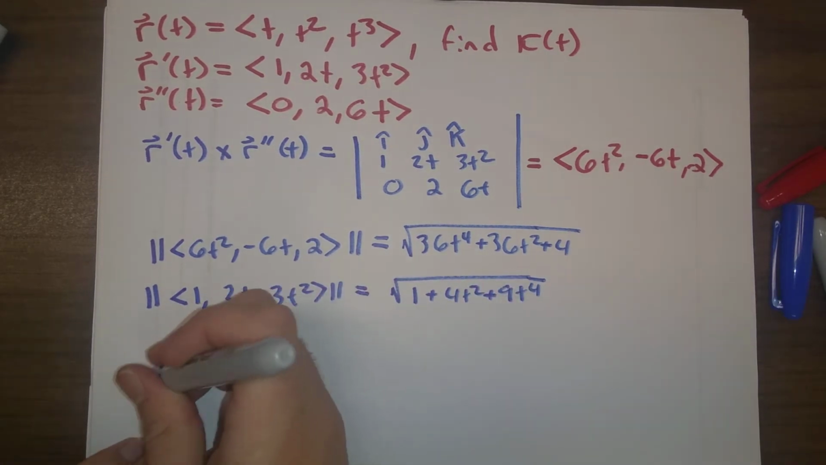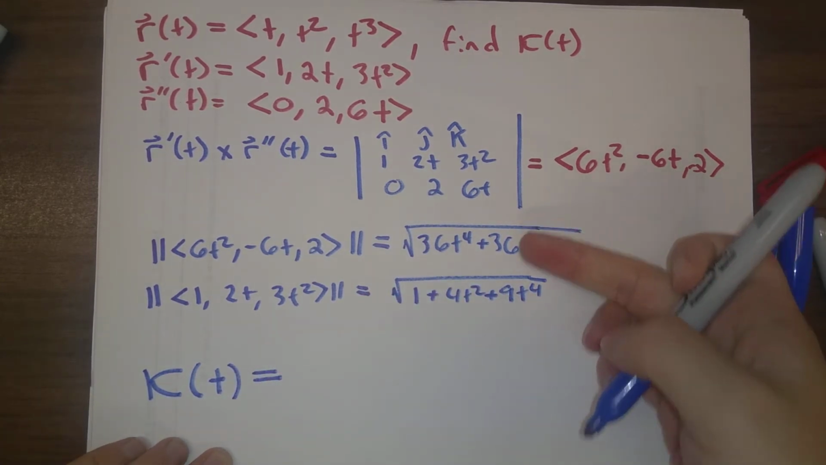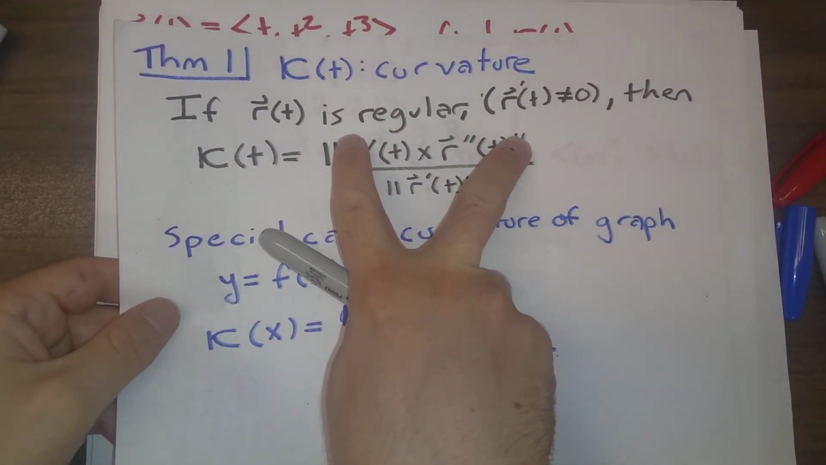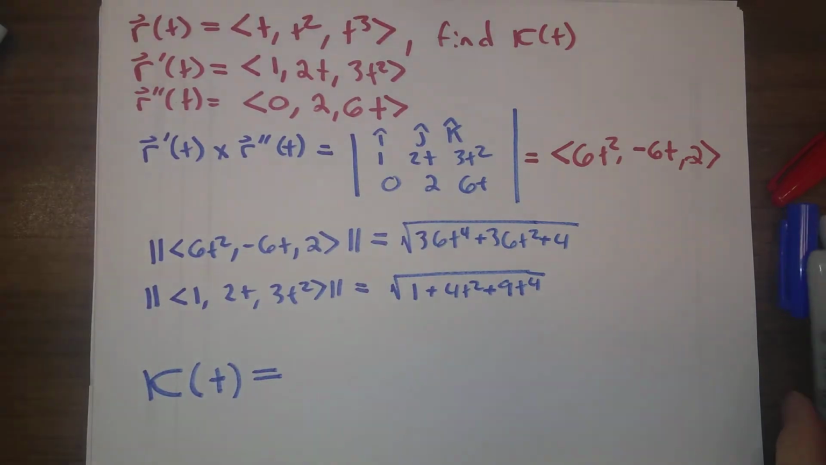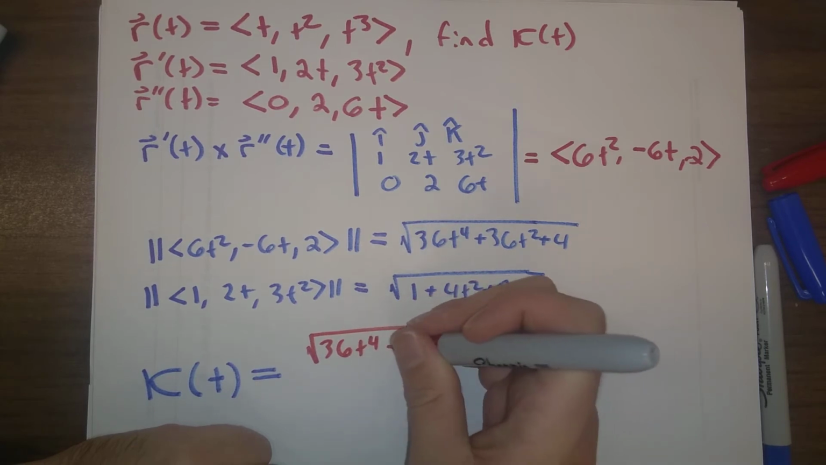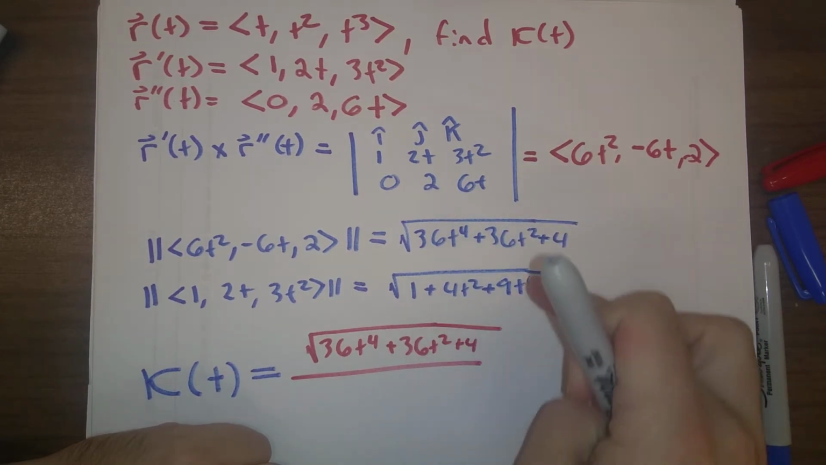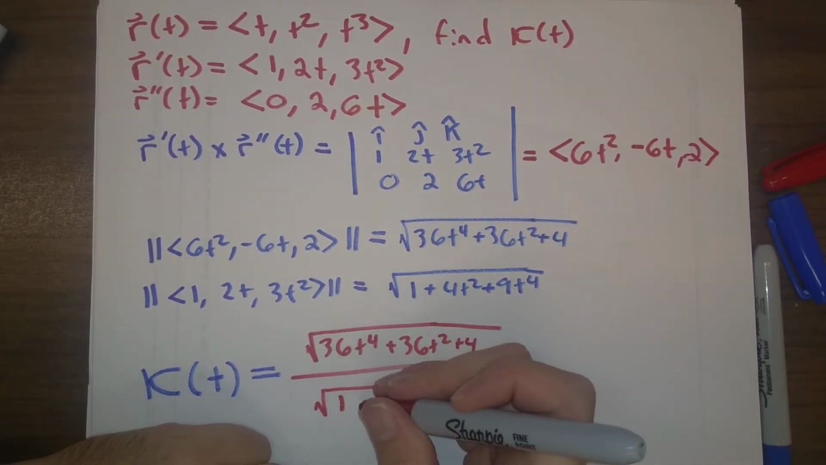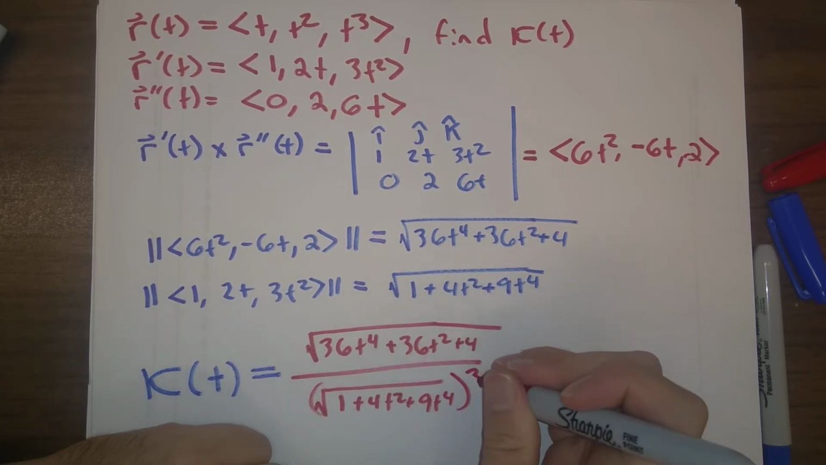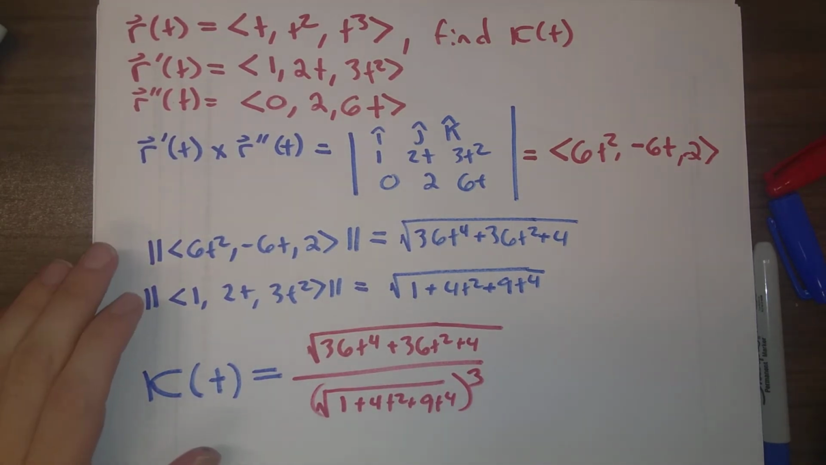Putting all of these pieces together, kappa of t is the magnitude of the cross product divided by the cube of the magnitude of the velocity. So our final answer is the square root of 36t to the 4th plus 36t squared plus 4 in the numerator, and in the denominator, the square root of 1 plus 4t squared plus 9t to the 4th, all of that cubed. I guess I could have written that expression to the 3/2 power as an alternative and acceptable way to do it.